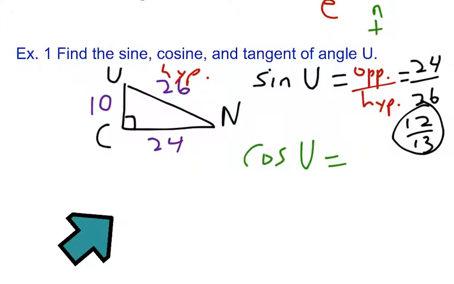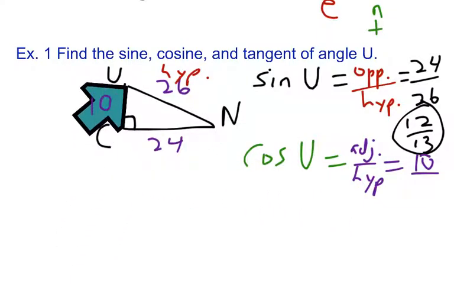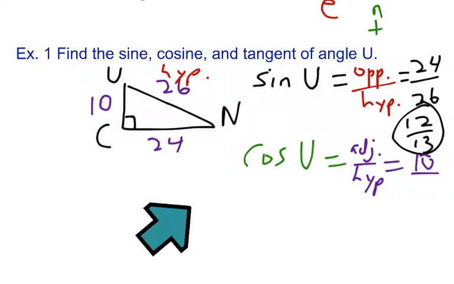So I'm going to write adjacent over hypotenuse, which is 10 over, what's that 10 going to be over? Well, what's my hypotenuse? 26. So 10 over 26, and those are even numbers, so divide them both by 2, and what do we get? 5/13. All right, 2 down. We've got sine and cosine out of the way. Now we're on to tangent.